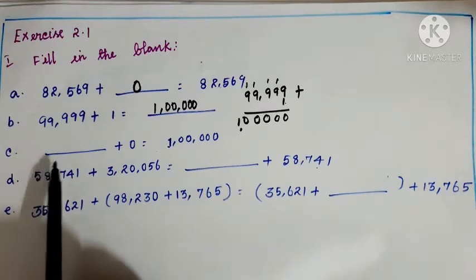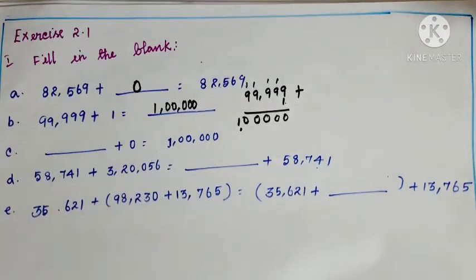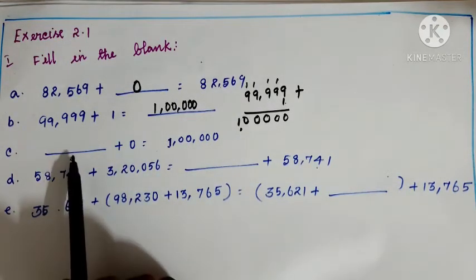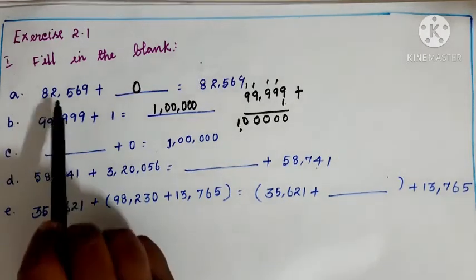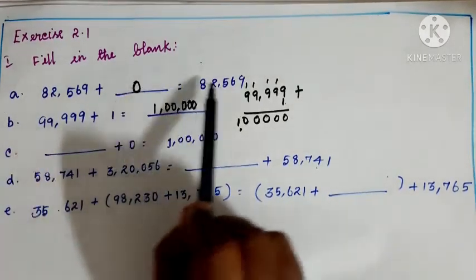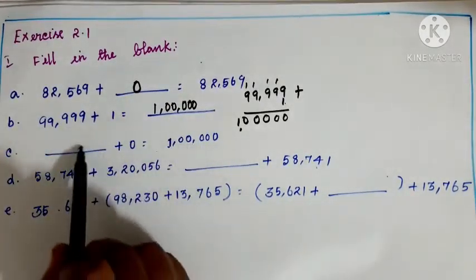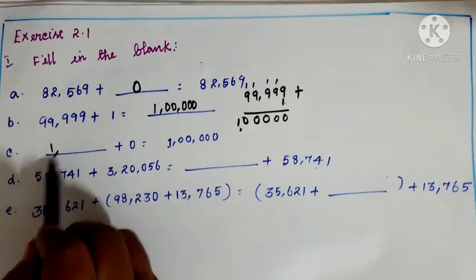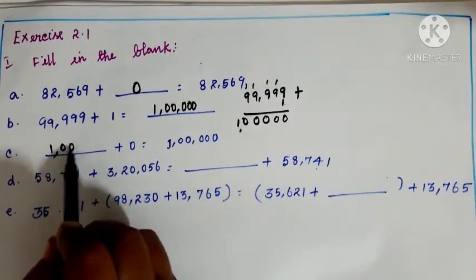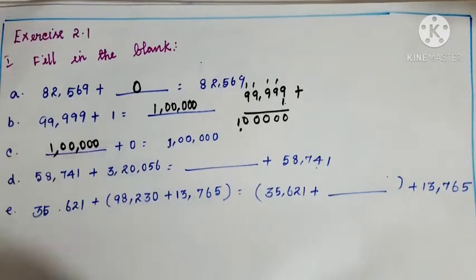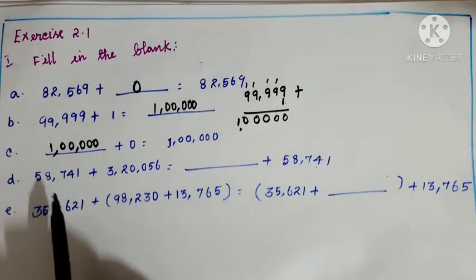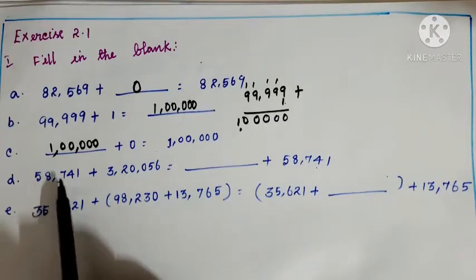Next, what is it? Blank plus 0 is equal to 1 lakh. So what do you have to do? Same thing. When a number is added with 0, you get the same number. So you have to write that number. So it is 1 lakh. Is it clear? Right.